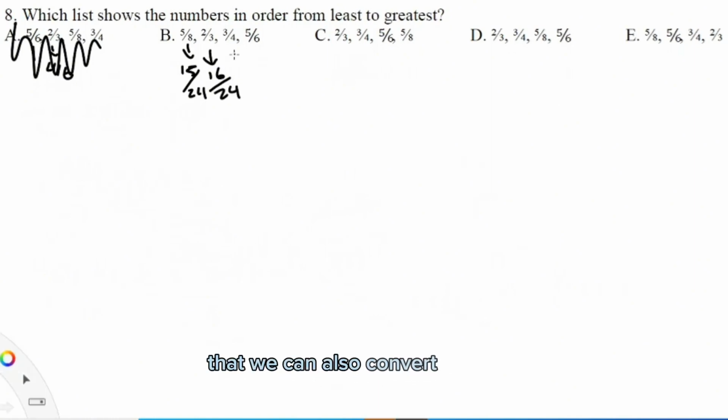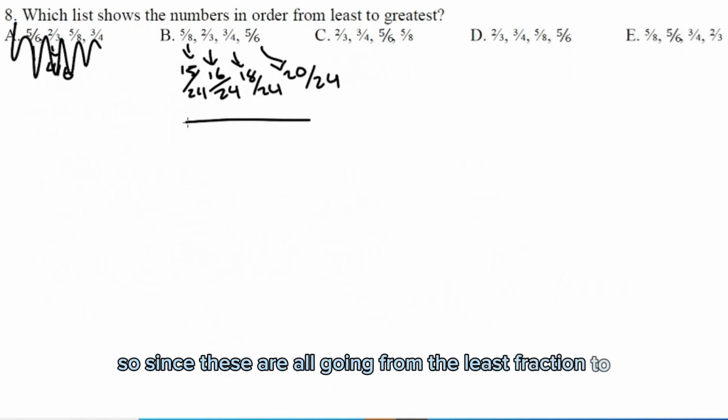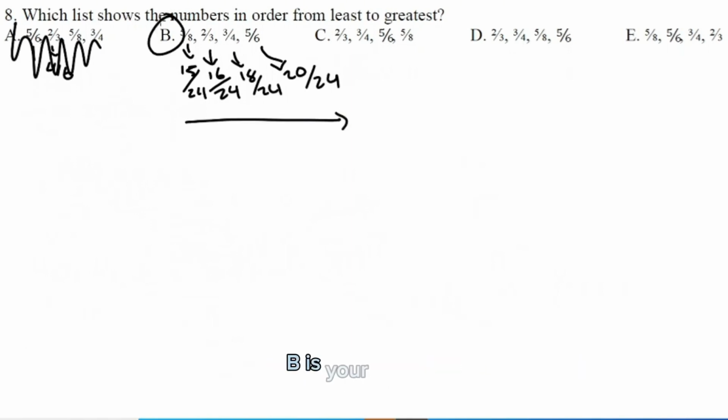Alright, next, 3/4. We can also convert that into the common denominator of 24. 3/4 of 24 is just 18. So 18 over 24. Next, 5/6. Alright, we have to convert that into the common denominator of 24. That is 20 over 24. So since these are all going from the least fraction to the greatest fraction, B is your answer.